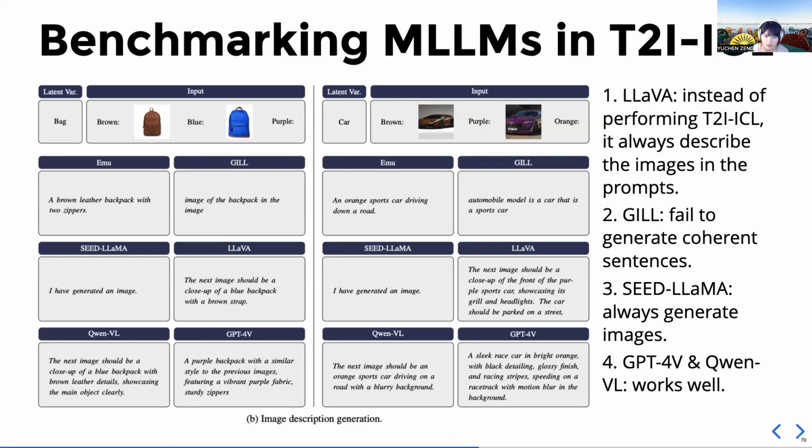And lastly, we found that GPT-4V and Qwen-VL work very well. If you take a look at the right-hand side example, Qwen-VL just says the next image should be an orange sports car, and GPT-4V's answer is a sleek race car in bright orange, which means that both GPT-4V and Qwen-VL learned things from the in-context demonstrations and can make the correct prediction.